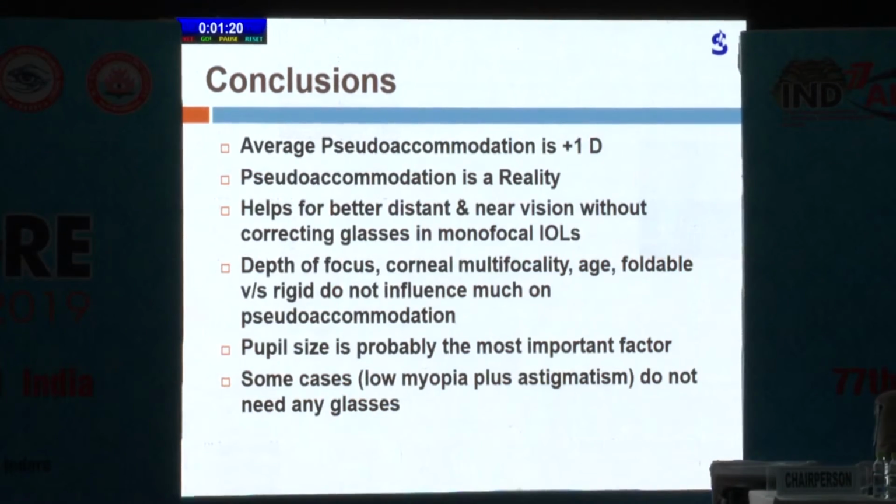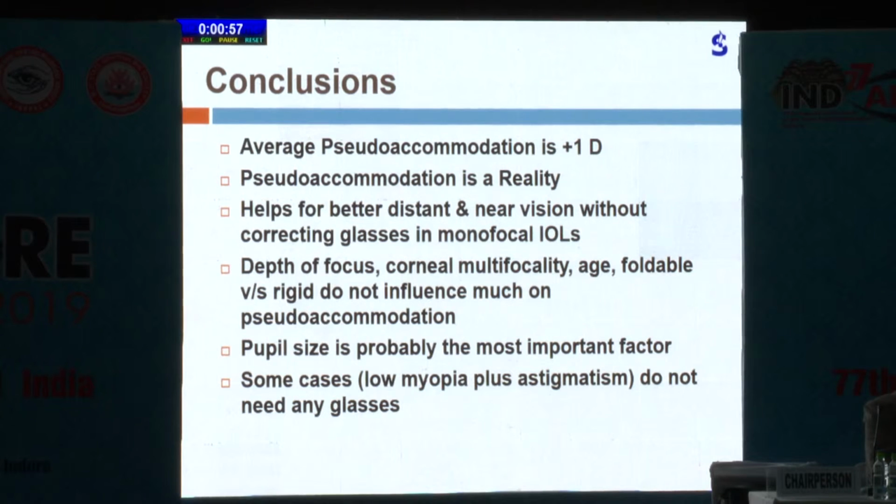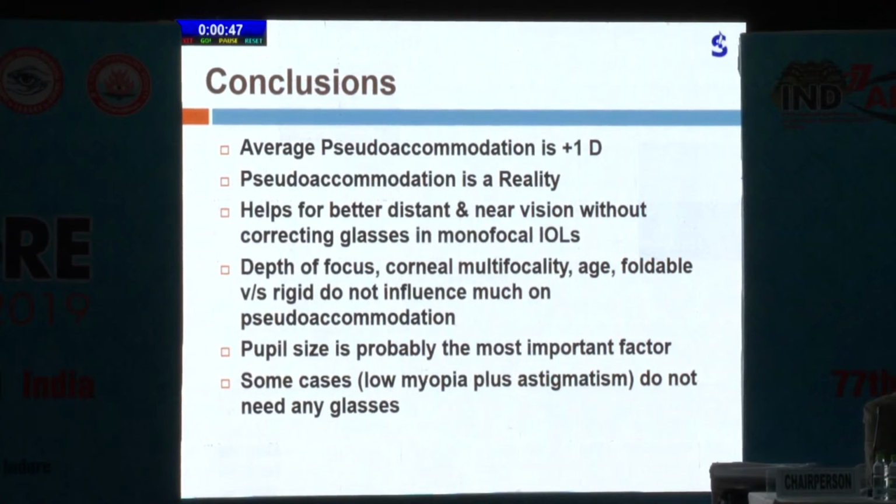Anyway, the pseudo accommodation we found was +1. Pseudo accommodation is a reality. It gives you better distant and near vision without correcting glasses in monofocal IOLs. The depth of focus, corneal multifocality, age, foldable versus rigid, do not influence pseudo accommodation much. But the pupil size is probably the most important factor. In some cases with low myopia plus astigmatism, they did not need any glasses. To update, we have more than 150 cases in this study, and almost the results are the same.